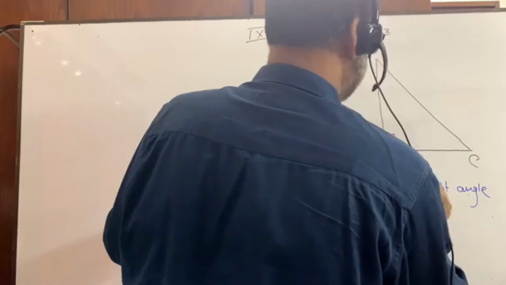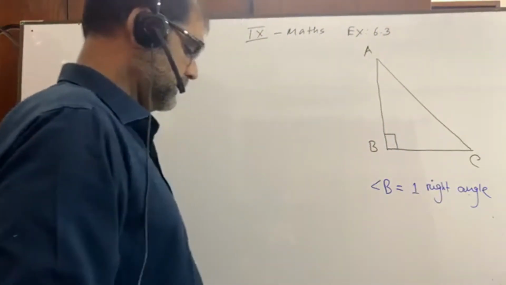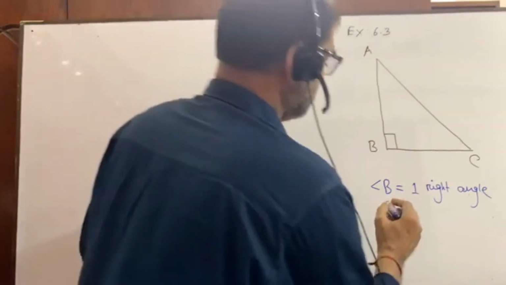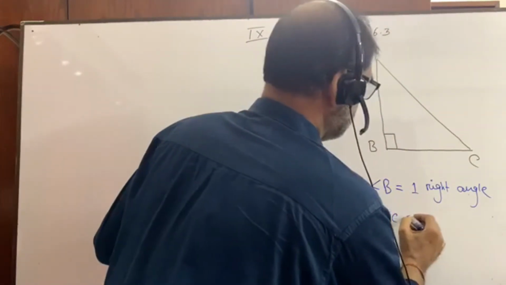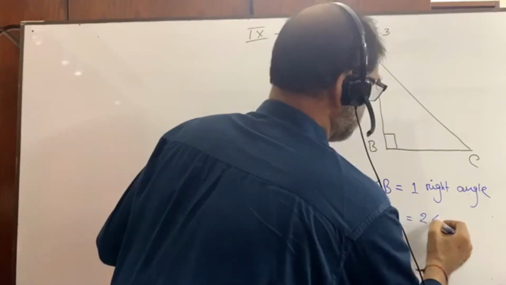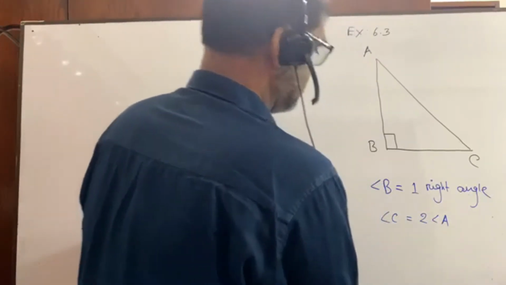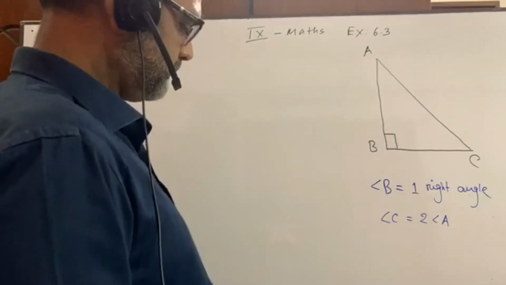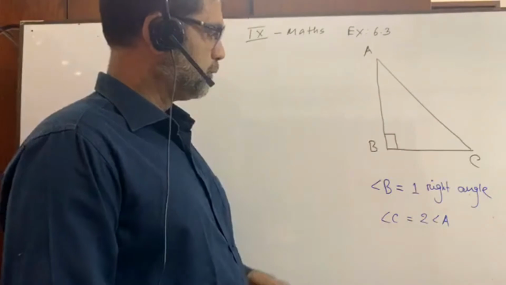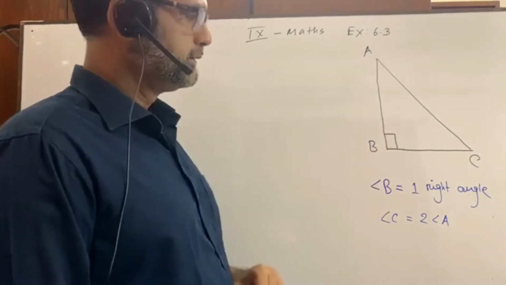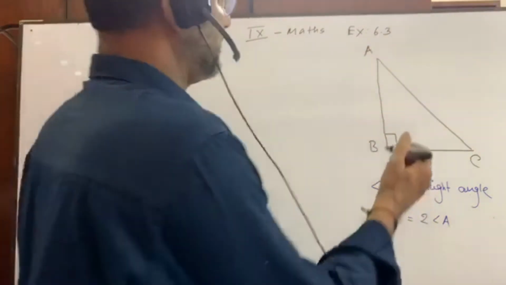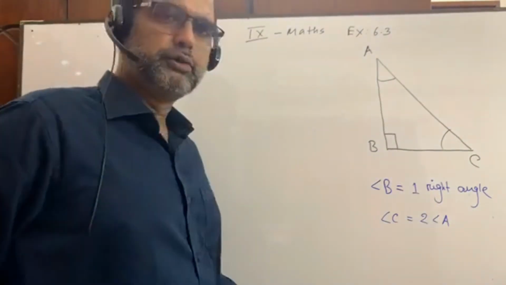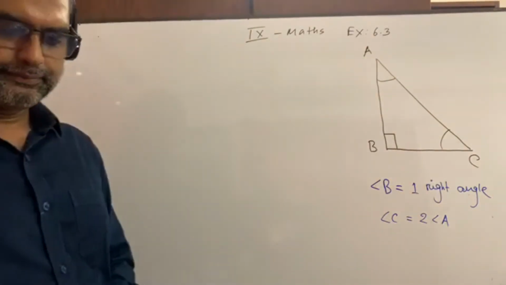Okay, angle B is one right angle, and it is told that suppose angle C is equal to twice of angle A. Angle C is twice of angle A. Now, in a triangle, if one of the angles is 90 degree, then we know the sum of the other two angles is also equal to 90 degree, right?